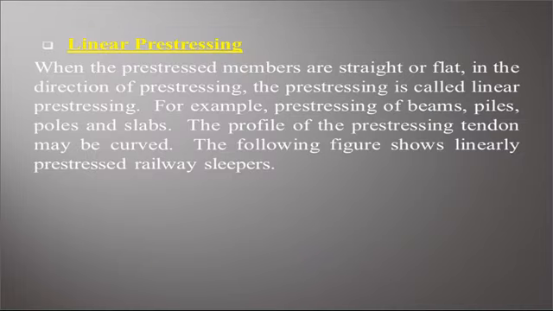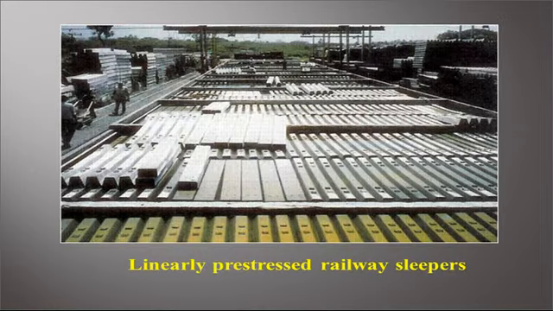Now again, we have classified the prestressing. Linear prestressing, when the prestressed members are straight or flat, as in case of slab, in the direction of prestressing, the prestressing is called linear prestressing. For example, prestressing of beam, piles, pole, slab, etc. The profile of the prestressing tendon may be curved. The following figure shows the linear prestressing. These are the railway sleepers. Of course, this is the pre-tensioning method, and linear, that means the straight tendons are provided.